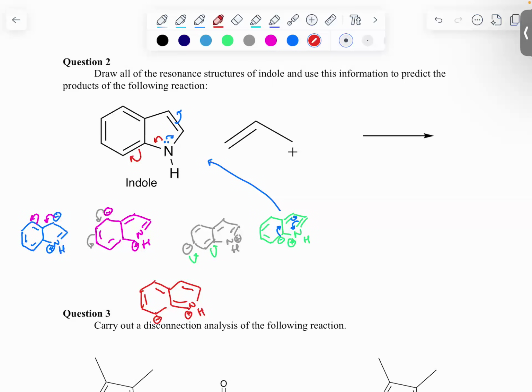But we end up with a negative charge on every single carbon in this molecule, which means that our electrophile can add to any of those positions. So you could have drawn out, or should have drawn out, 1, 2, 3, 4, 5, 6, 7, 8 products.